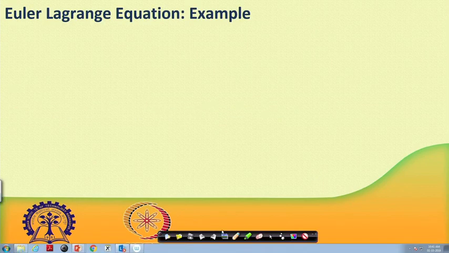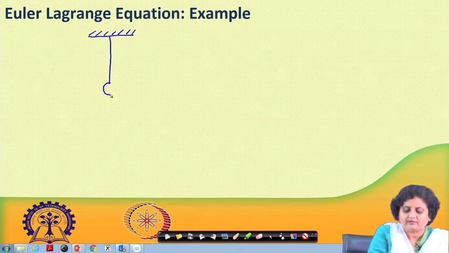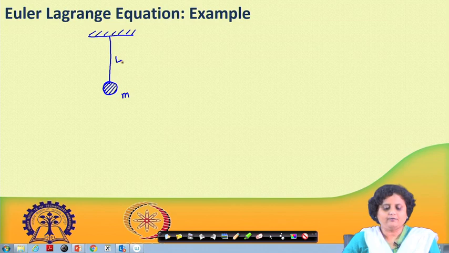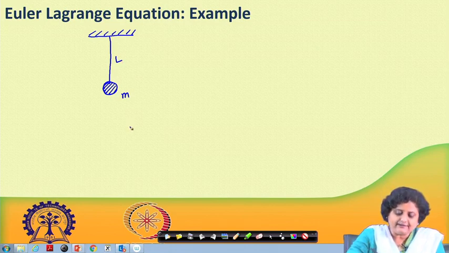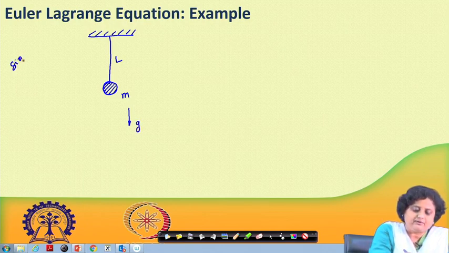So, let us take the very basic example of a simple pendulum and see whether we can use the Euler-Lagrange equation to obtain the equation of motion. This is a concentrated mass m, suspended by a string of length L, with gravity g acting on the body. So, this is a simple pendulum.